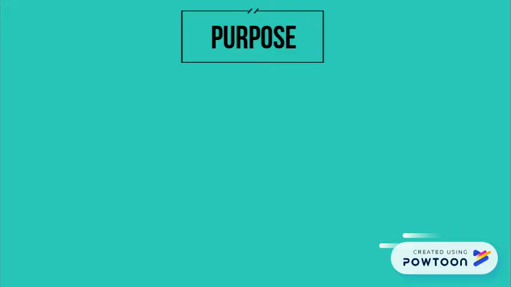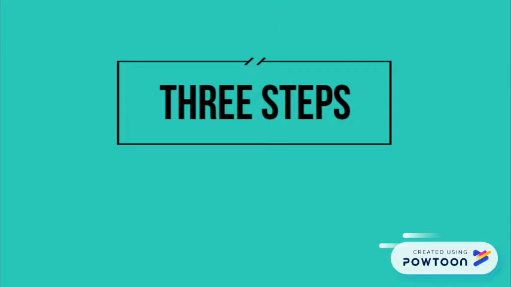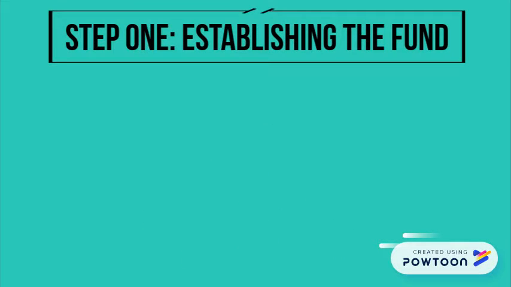The reason why a petty cash fund is established is because there are many instances when only a minor amount of cash is needed, and the process of writing a check is burdensome. Now that we understand the reason for a petty cash fund, let's look at the 3 steps involved in its operation. Step 1. Establishing the fund.